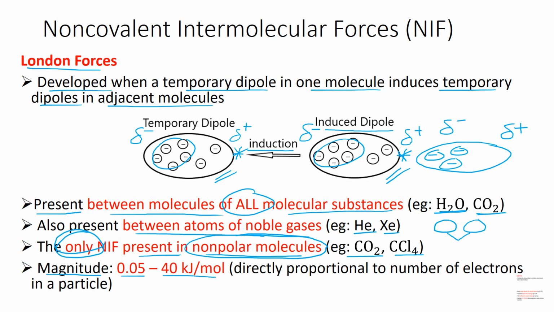Remember that London forces are due to the uneven distribution of electrons within a molecule. Therefore, the magnitude of London forces is directly proportional to the number of electrons in a particle. So, the more electrons a particle or molecule has, the stronger the London forces.